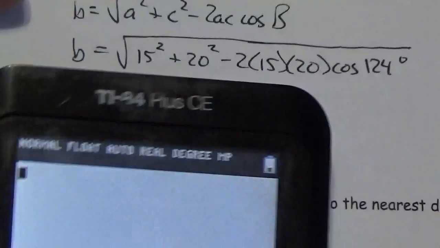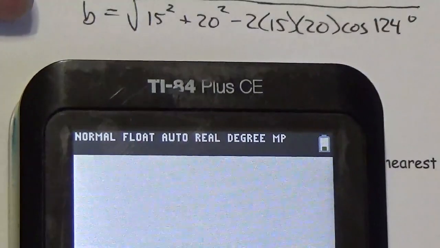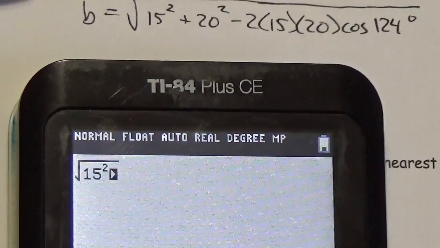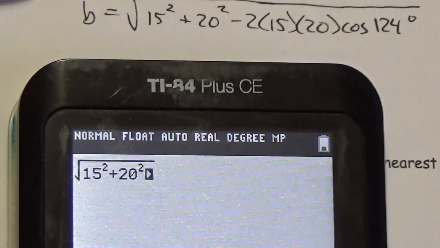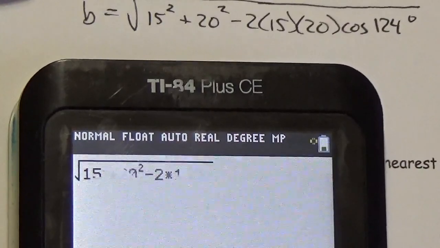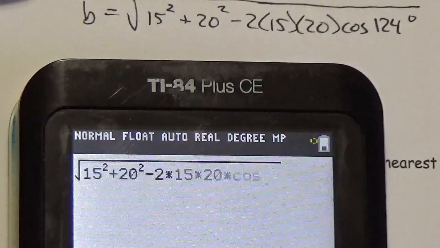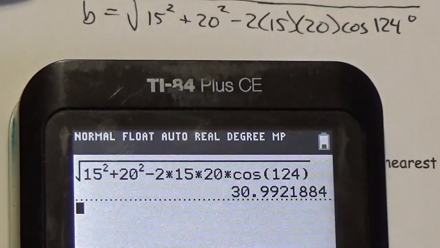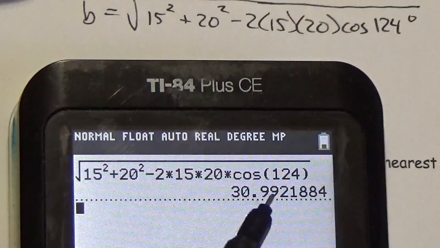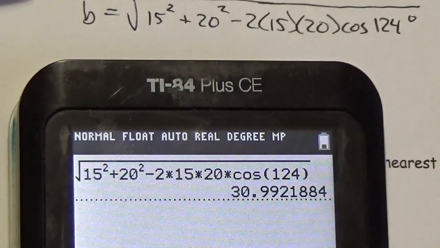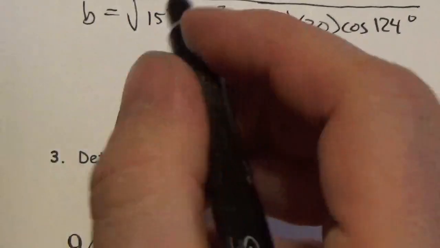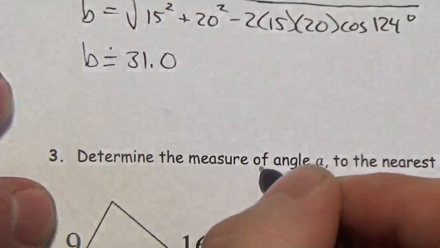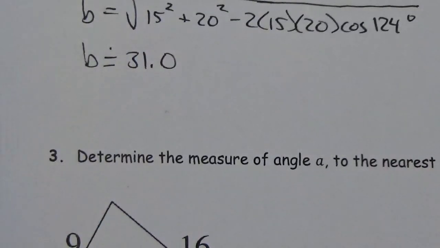So now I'll let that stay visible there, and I'll make this the square root of, just like I wrote, 15 squared plus 20 squared minus 2 times 15 times 20 multiplied by the cosine of 124. Close the brackets, press enter. And once again, it's asking me to go to the nearest tenth, so I'm going to round that up to 31.0. So B is approximately equal to 31.0 units, whatever that happens to be.